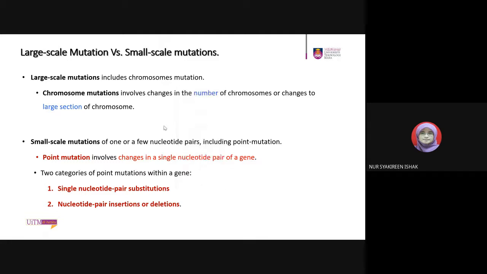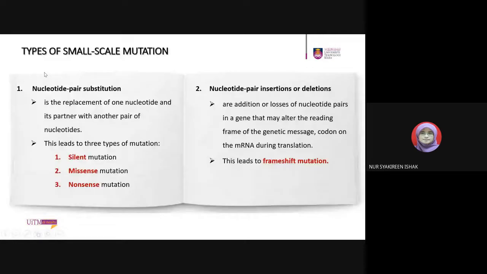Okay. So next, types of small scale mutation. You have the nucleotide pair substitution and nucleotide pair insertion or deletion. For nucleotide pair substitution, it is the replacement of one nucleotide and its partner with another pair of nucleotides. So this leads to three types of mutation, which is silent mutation, missense mutation, and also nonsense mutation.